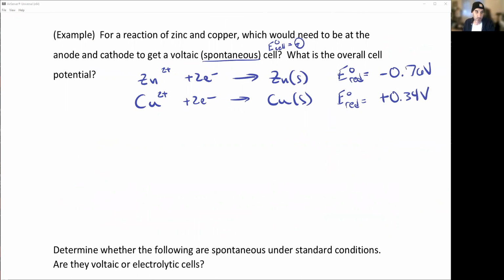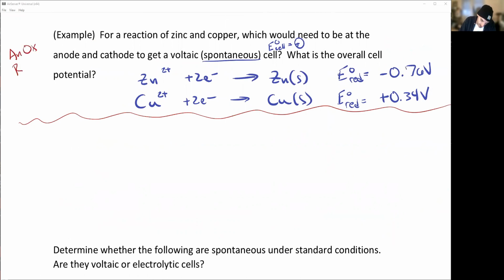Okay, so there are 2 ways that we can do this problem. That's all the information that we need. Let me just write this down: an ox and a red cat. The first one, and this is the one that I typically use, though it kind of depends, is that I don't have to memorize any equations. I'm going to reverse the sign myself.